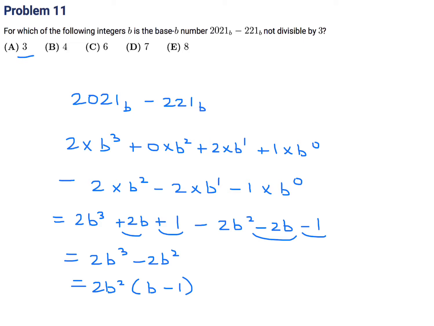If I put 3, well, obviously it'll be divisible by 3, because the 3 will go right there. If I put 4, this becomes a 3, therefore divisible by 3. If I put 6, well, 6 goes here, and 6 is divisible by 3. If I put 7, 7 minus 1 is 6, which is divisible by 3. If I put 8, 8 goes here, this becomes 7, and neither of those are divisible by 3. So the answer to number 11 is E.